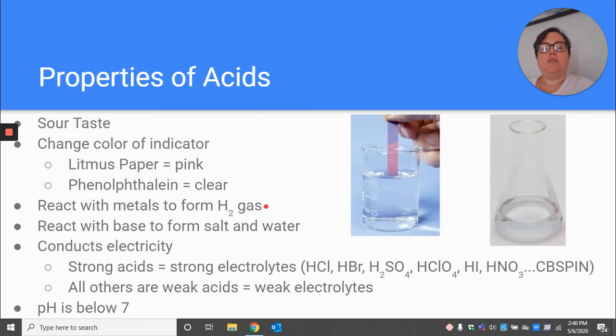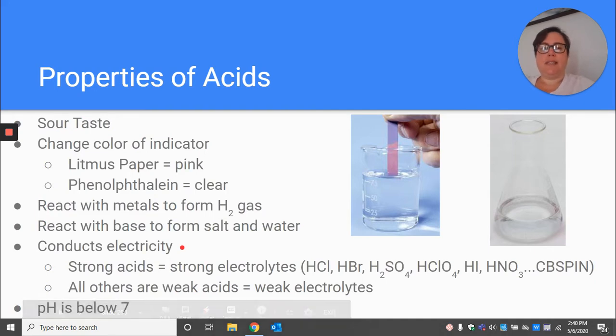Acids react with metals to form hydrogen gas. That is one of our single replacement reactions on page 6 of our reference tables. They react with bases to form salt and water. That's our neutralization reaction. Neutralization reactions form water, and then the other product is called a salt because it's an ionic compound. So just remember, the word salt doesn't mean it's sodium chloride, that it has to have sodium, that has to have chlorine. It just means that it's an ionic compound.